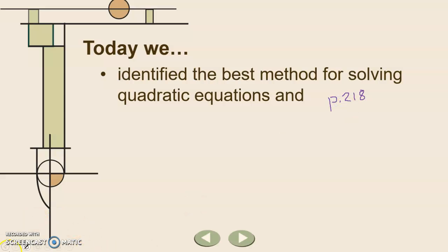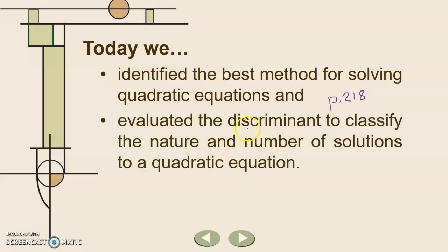So we identified the best method for solving quadratic equations, and we evaluated the discriminant to classify the nature and number of solutions to a quadratic equation. Remember, the discriminant is just the part under the radical sign in the quadratic formula, and that was b squared minus 4ac. We can use that before we even do the quadratic formula to make sure that we are getting the correct number and the correct type of answers.